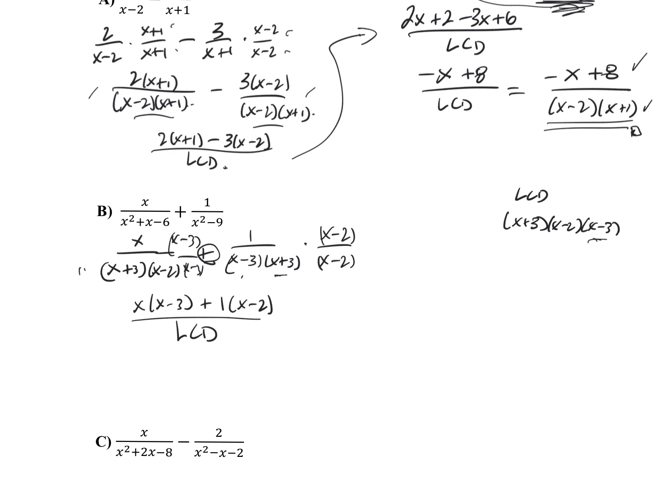All right, and so simplifying upstairs, we have an x squared minus 3x plus x minus 2. This is all over the LCD.